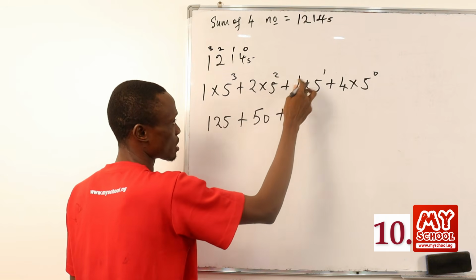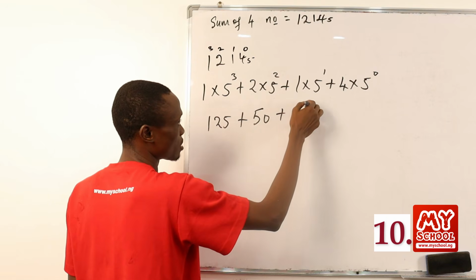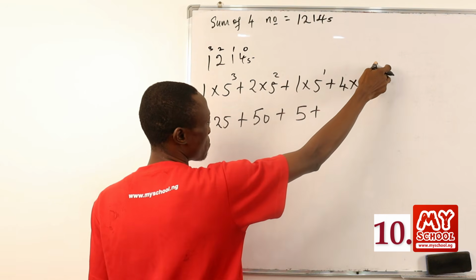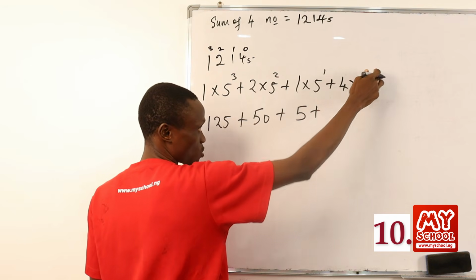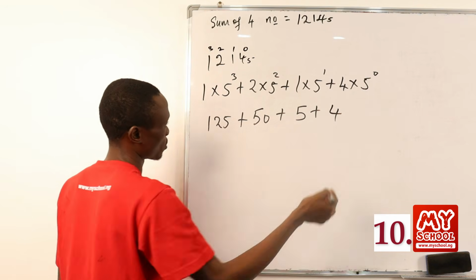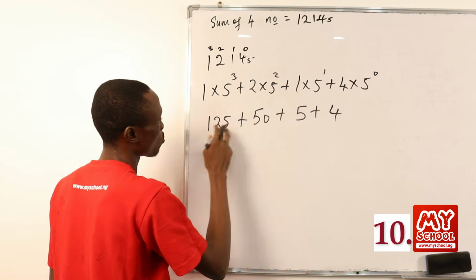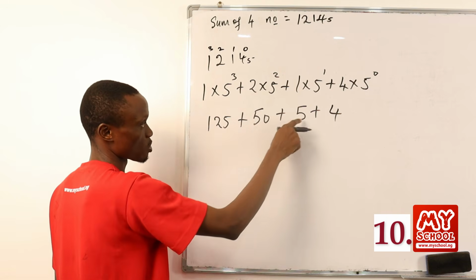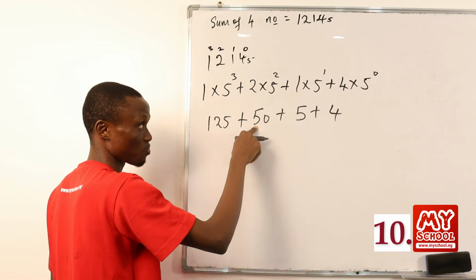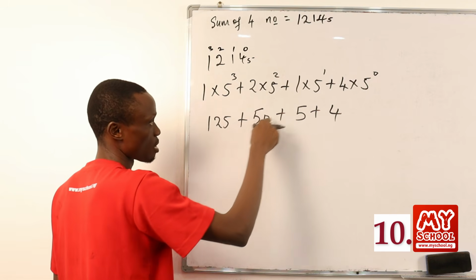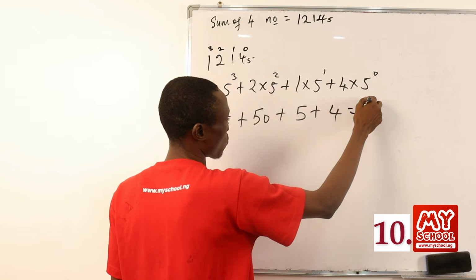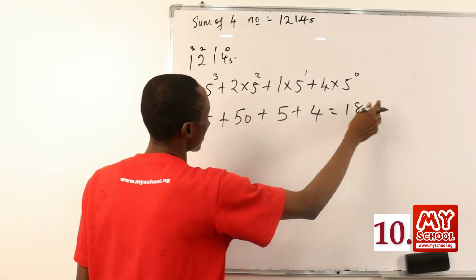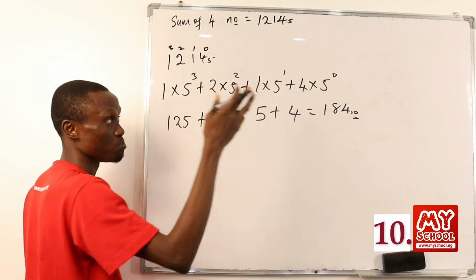Then plus 1 times 5 raised to power 1 is still 5. Then plus 4 times 5 raised to power 0. Remember, any number raised to power 0 is 1. So 4 times 1 is 4. So here we'll be having 130, that is 125 plus 5 is 130. Then plus 50 is 180, plus 4, that is 184 in base 10. So this is the sum of the 4 numbers in base 10.